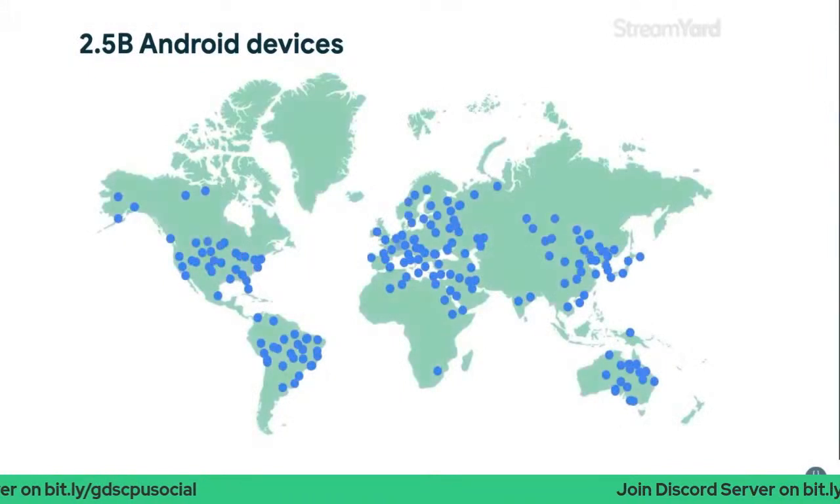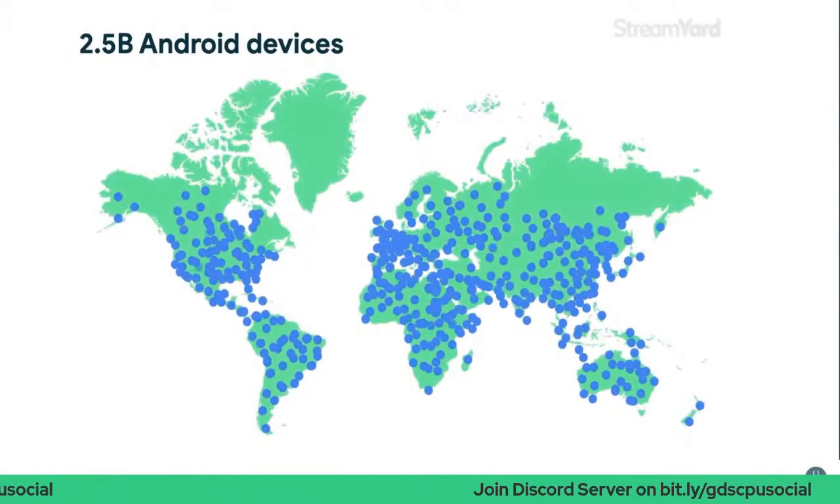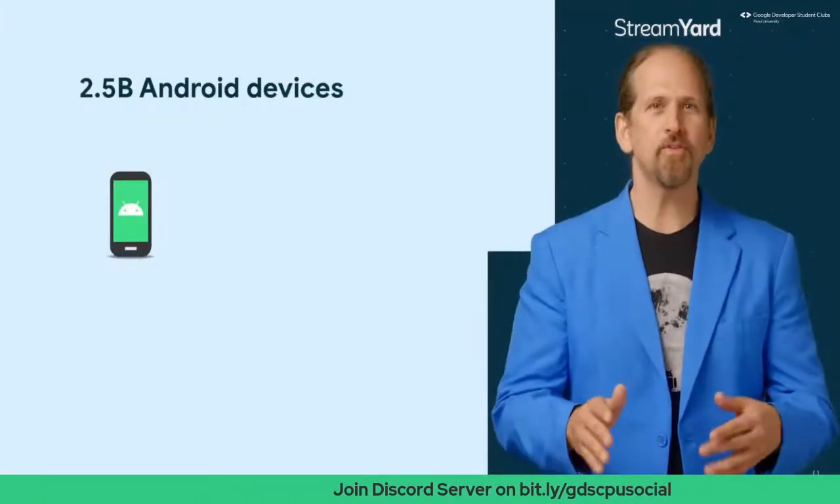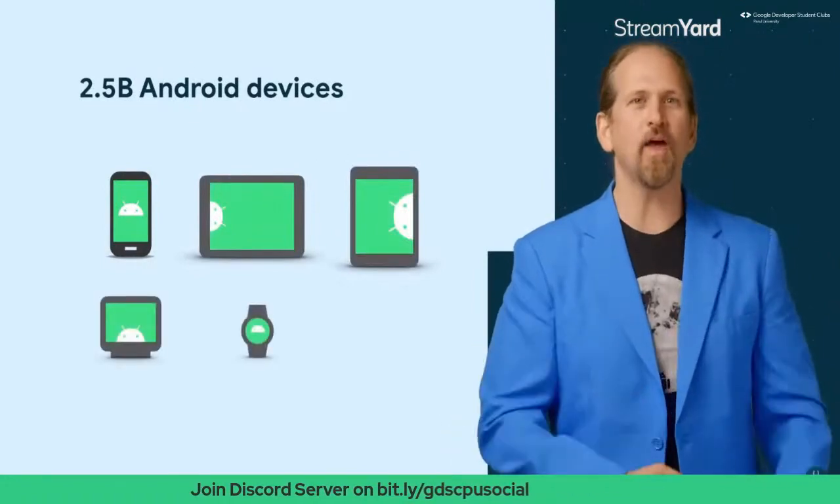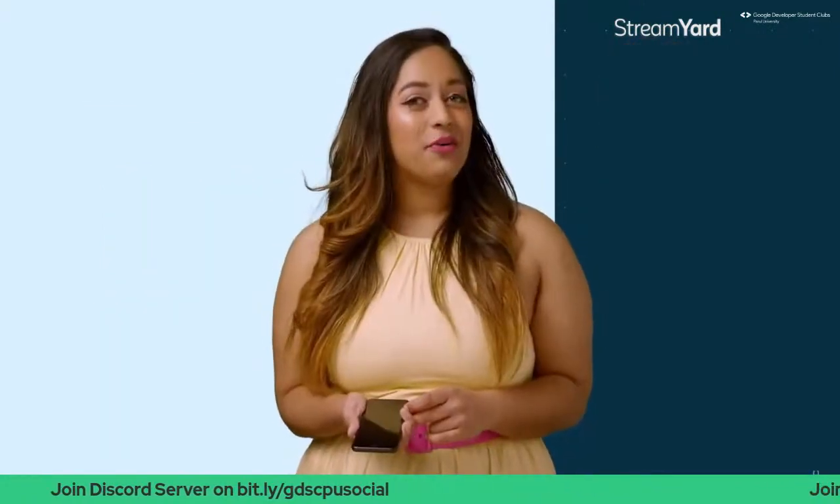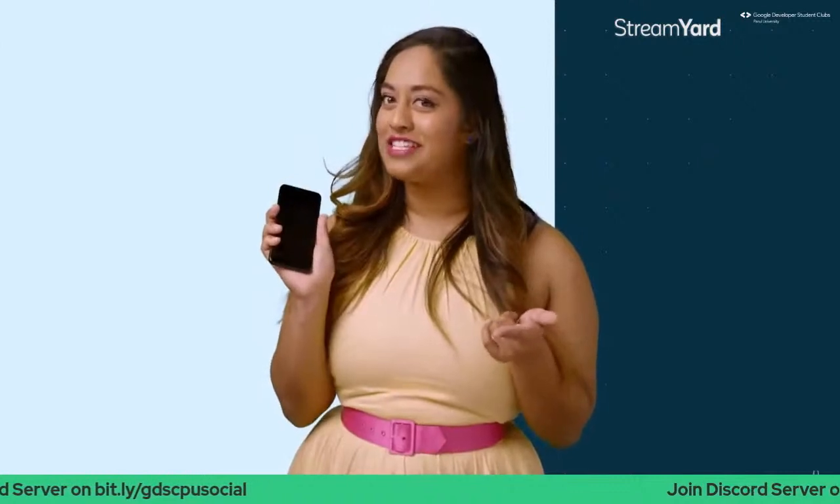And it's not just your phone. There are over 2.5 billion Android devices in the world. That's phones, tablets, TVs, watches, and even cars. Imagine how cool it would be to make an app that your friends can use.